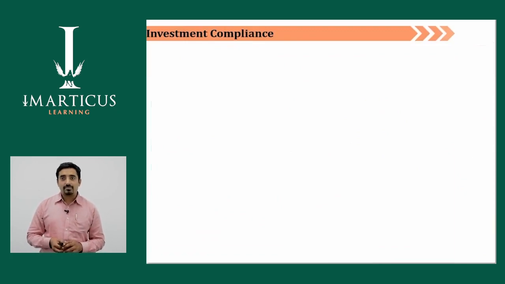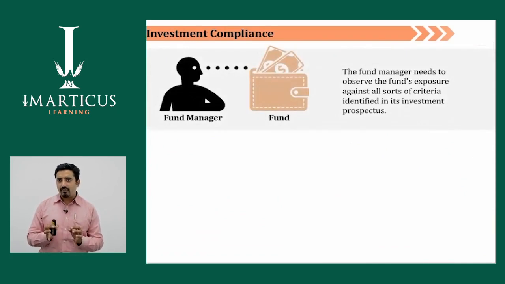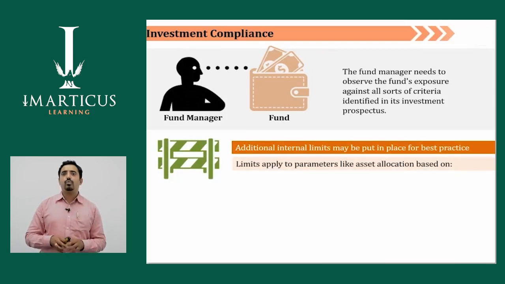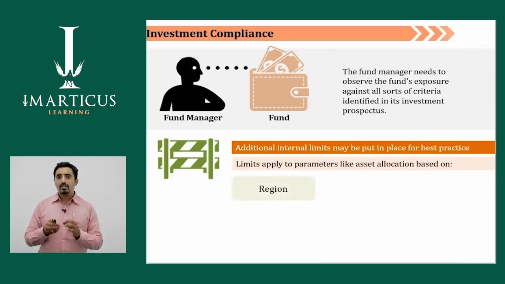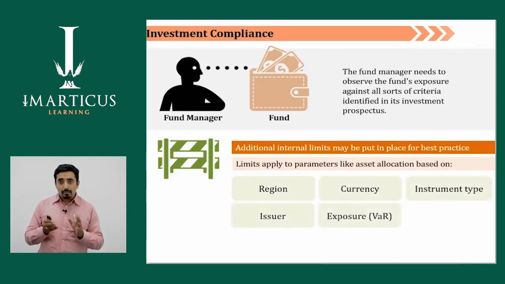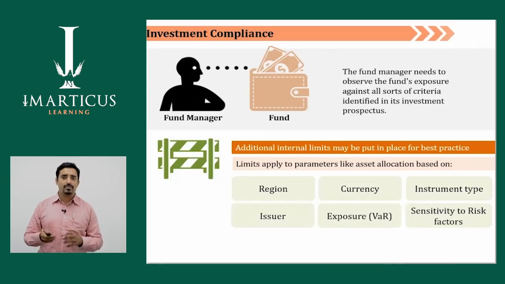Investment compliance is another aspect at the center of attention of regulators and investors alike. At any point in time, the fund manager needs to observe the fund's exposure against all sorts of criteria that have been identified in its investment prospectus. Quite often, additional internal limits may be put in place, which is a best practice. Such limits might apply to a vast universe of parameters, including asset allocation based on region, currency, instrument type, issuer, exposure based on VaR or value at risk, sensitivity to a number of risk factors, or other measures.